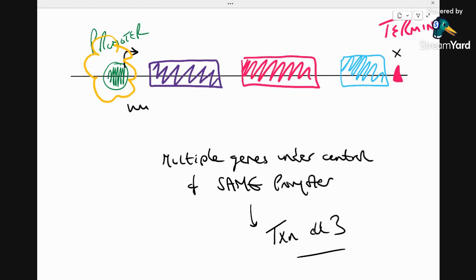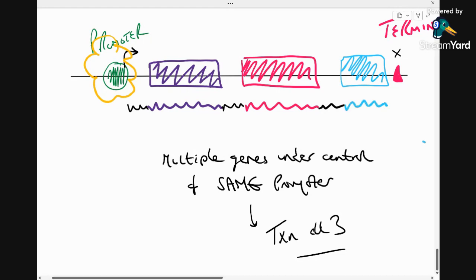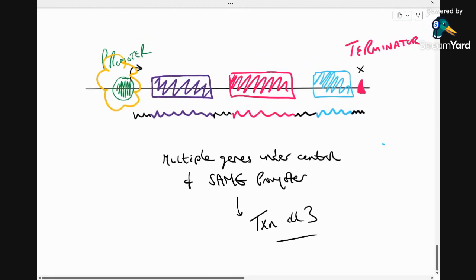Then we go to our purple, so our first gene. Then we have a little bit of intergenic stuff there. Then we go to our pink gene. Then we have a little bit of, again, intergenic DNA, and then we go for our blue one, and then a little bit of DNA at the end towards the terminator.